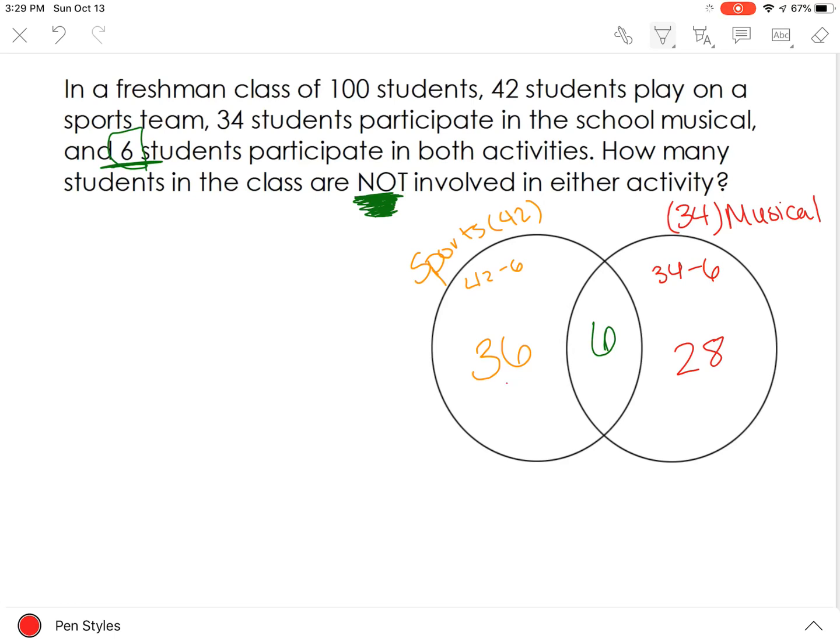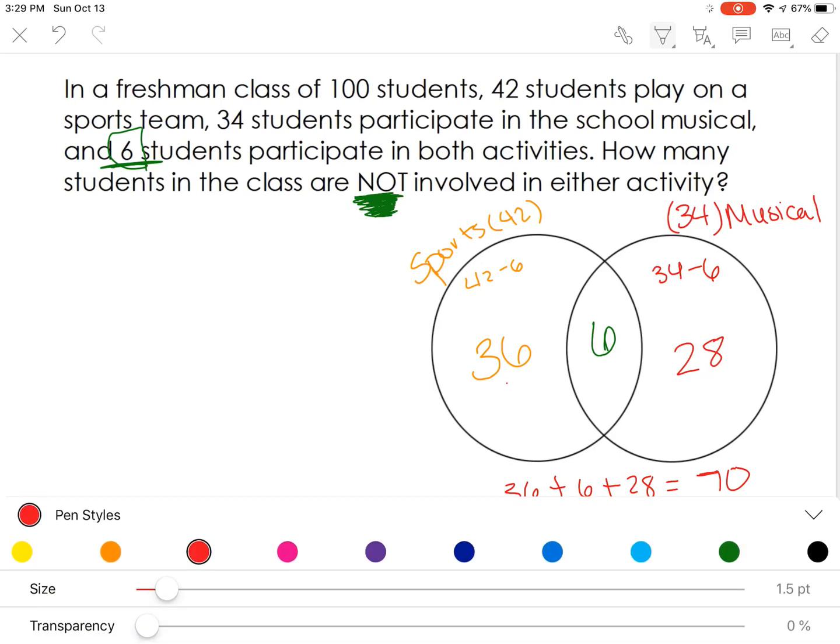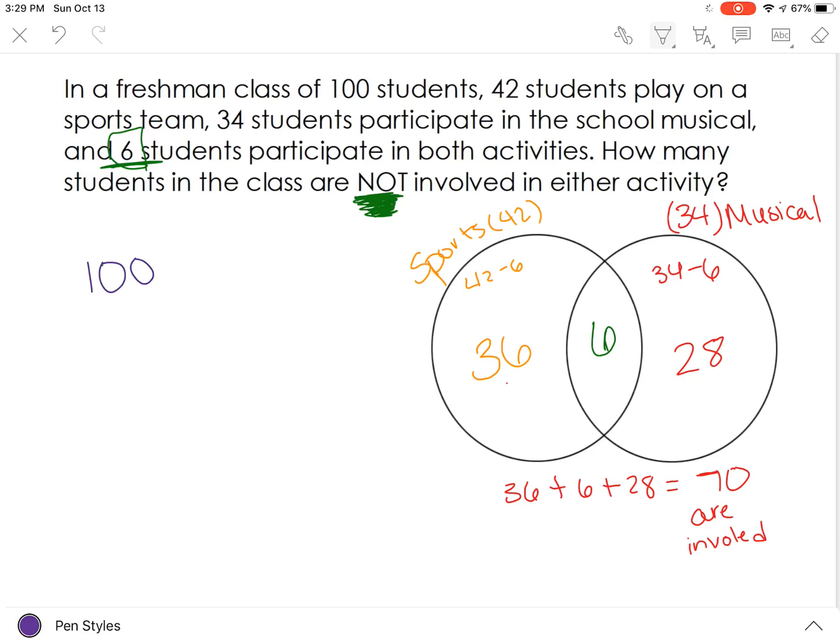So if we take 36 plus 6 plus 28, that gives us a grand total of 70 students who are involved with sports and or the musical. So if we want to figure out how many are not involved, we are going to take our total number of students, 100, and subtract the number that are involved. 100 minus 70 is 30 students who are not involved in either activity. And that's our answer.